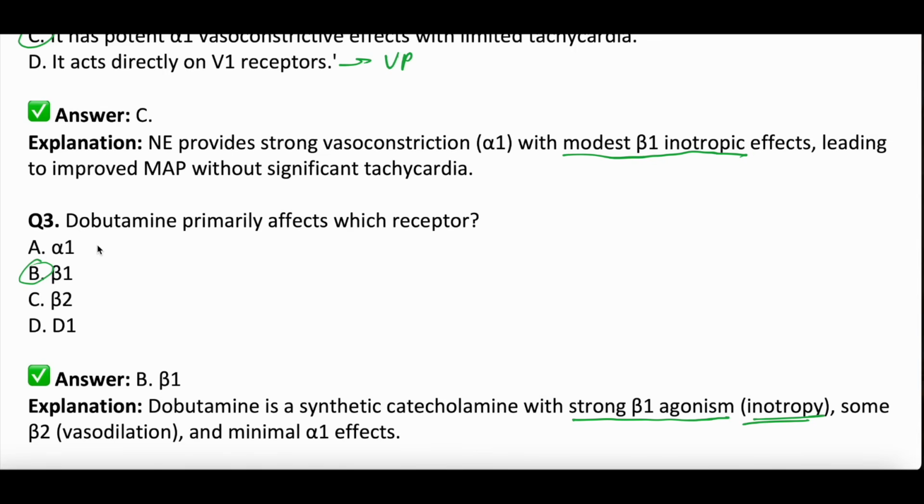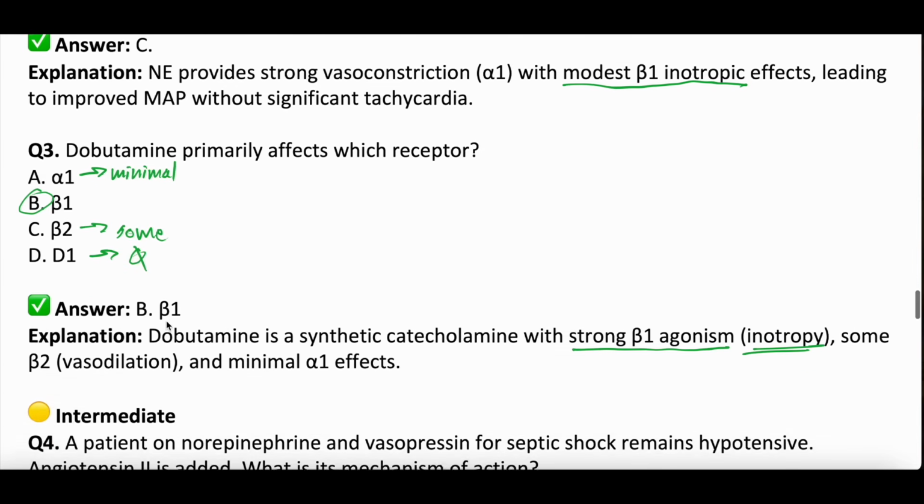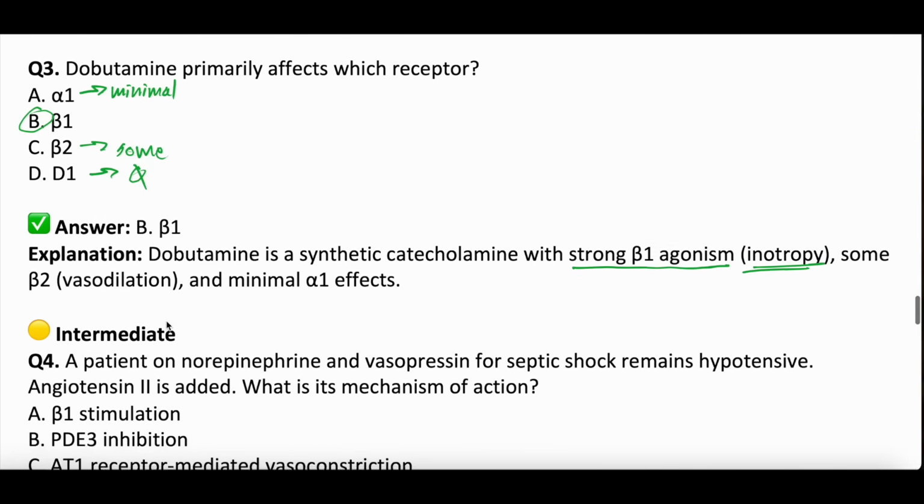So if we go through the other options, A is alpha-1. There is very minimal alpha-1 effect of dobutamine. The beta-2 effects outweigh that, so it actually causes a decrease in blood pressure. As we said, there is some background beta-2 effect, but those are secondary to the stronger beta-1 effects. And then it does not affect dopamine receptors. That would be dopamine.